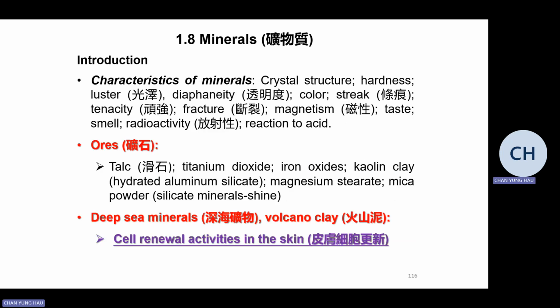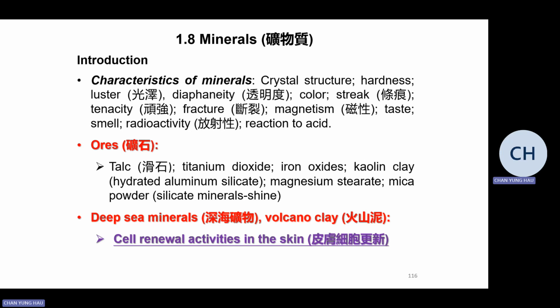So there will be some common characteristics of minerals. Their crystal structure, and most of them have luster characteristics. So that's why they can be used as color cosmetics. We'll discuss that soon. Most of them are extracted from what we call ores.